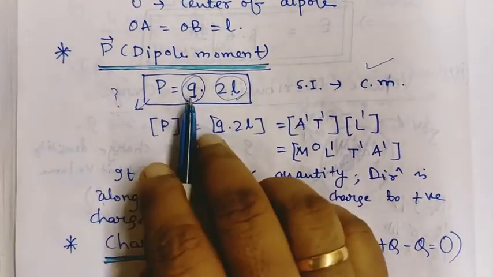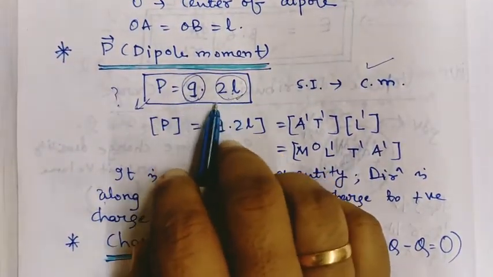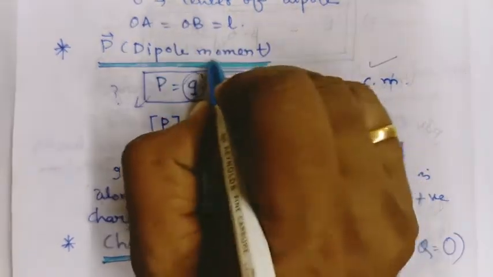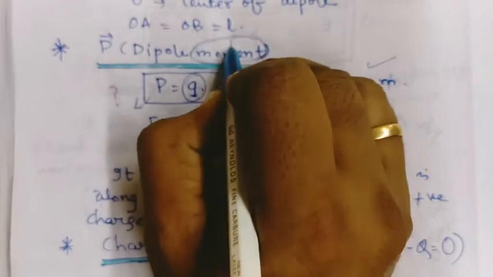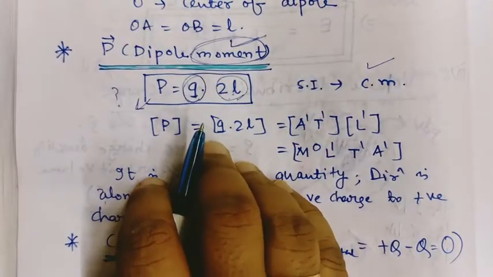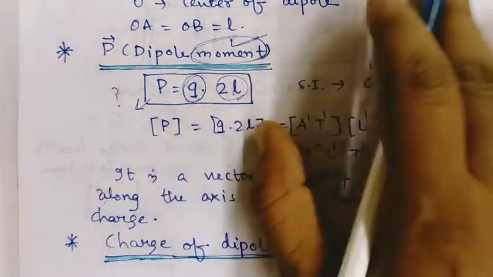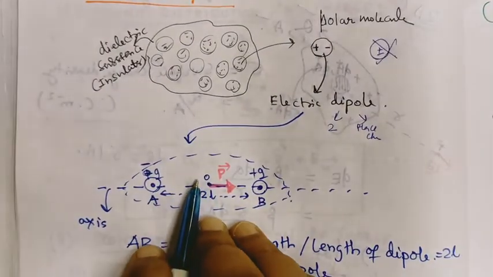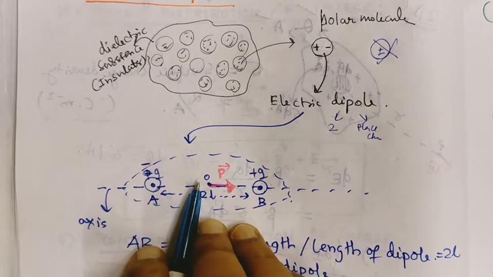Why the formula is q into 2l we will discuss later. Actually, only one thing you remember: dipole moment means turning effect. In a later class we will discuss that when an electric dipole is kept in an electric field, it has a tendency to rotate.